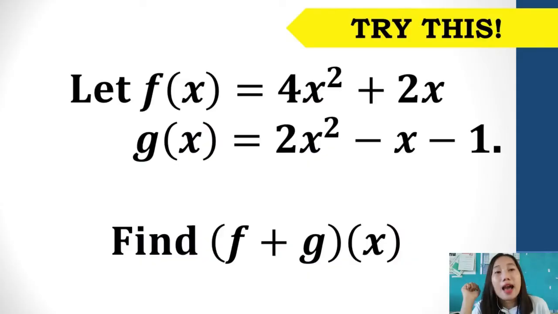Try this. Let f of x equals 4x squared plus 2x and g of x equals 2x squared minus x minus 1. Find f plus g of x. So anytime you can pause this video, answer on your paper, and whenever you're ready, let us check your answers.